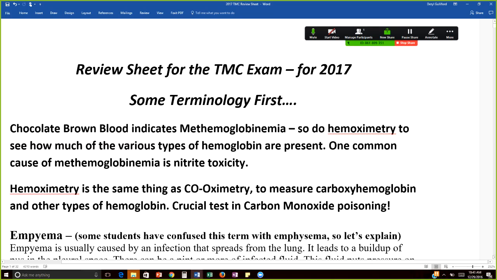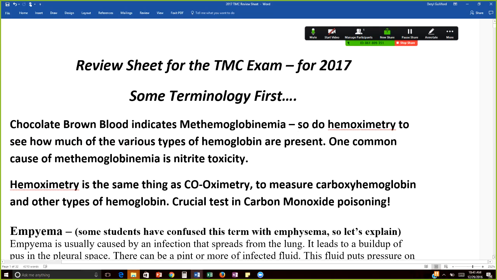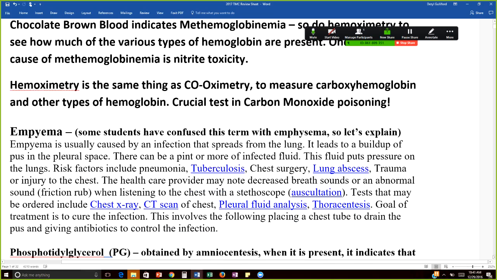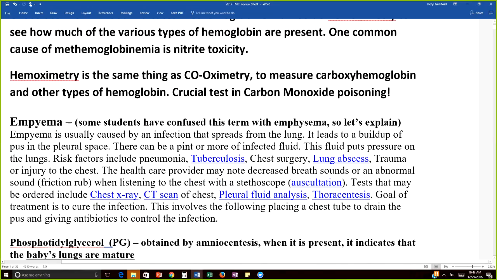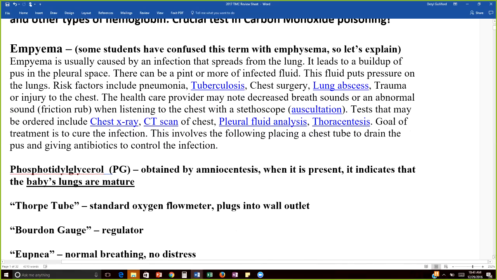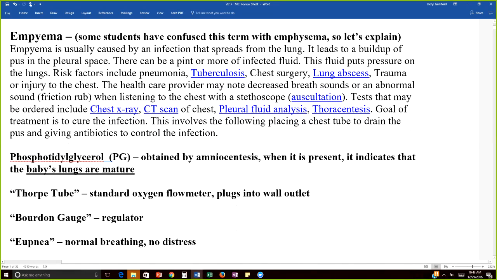Hemoximetry is the same thing as co-oximetry. At my hospitals, we say co-oximetry. However, hemoximetry is the same thing, and that's likely what you're going to see on your test. Hemoximetry is used to measure carboxyhemoglobin and other types of hemoglobin, like methemoglobin. The crucial test in carbon monoxide poisoning is hemoximetry. Crucial test.